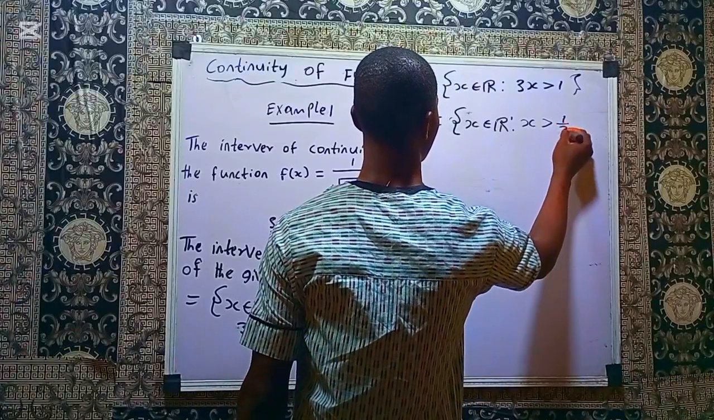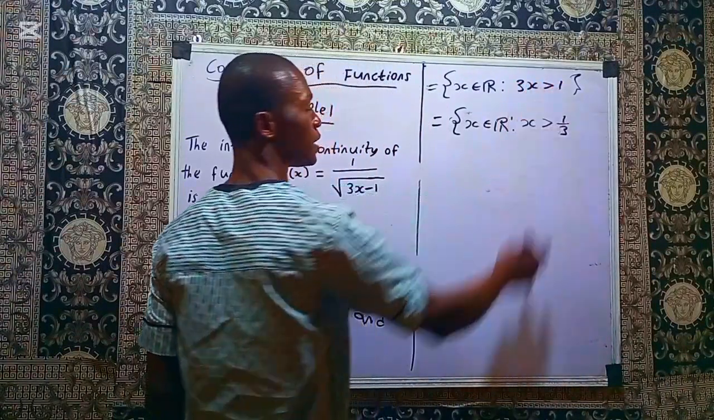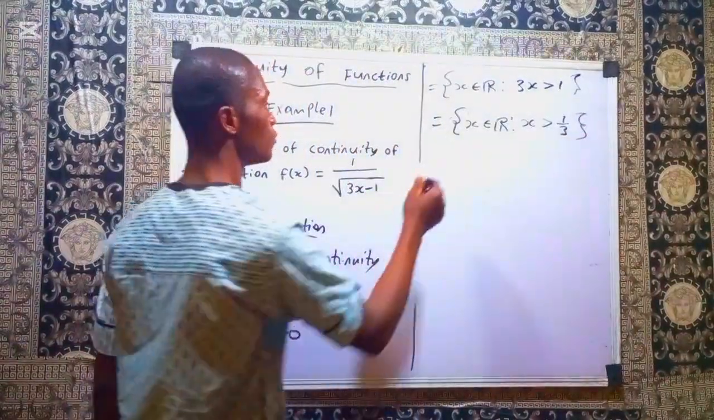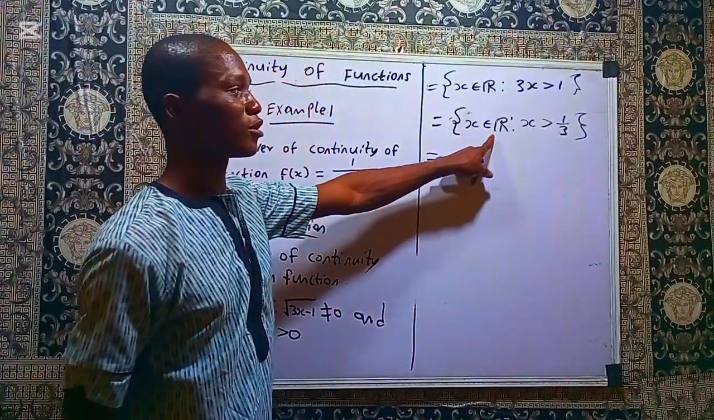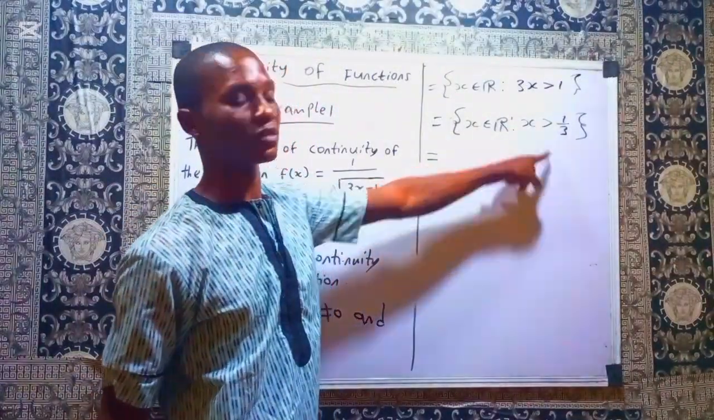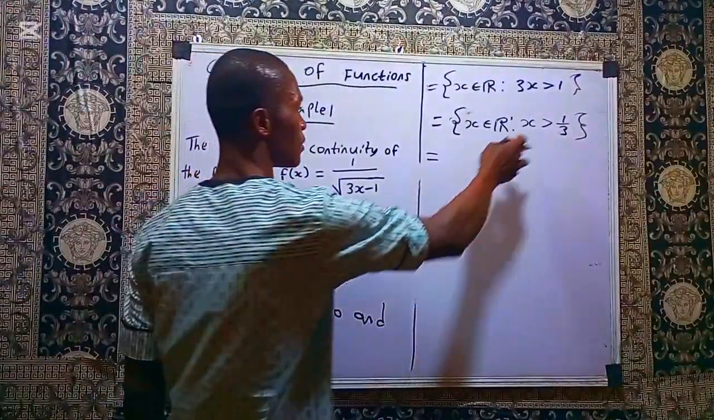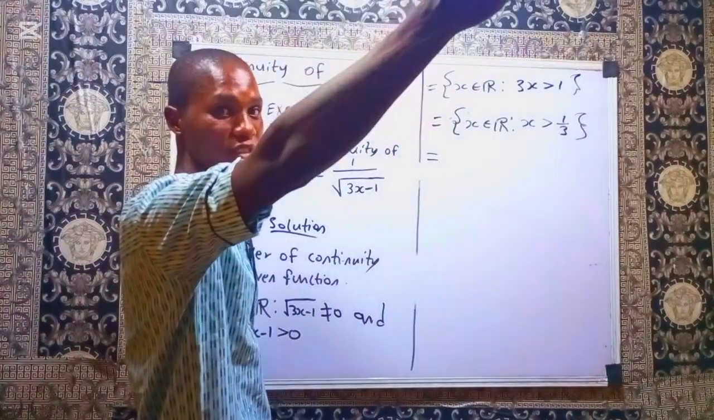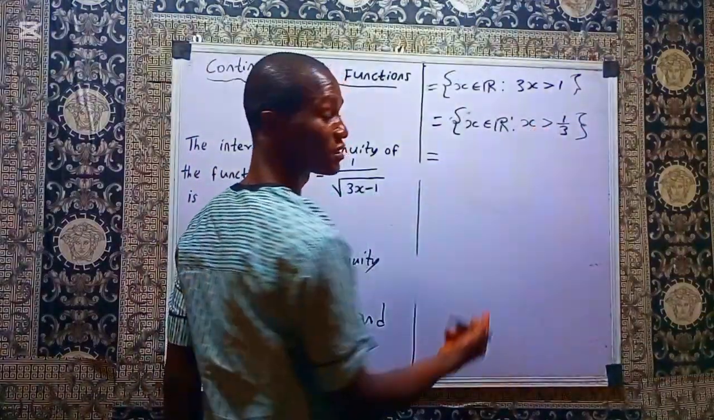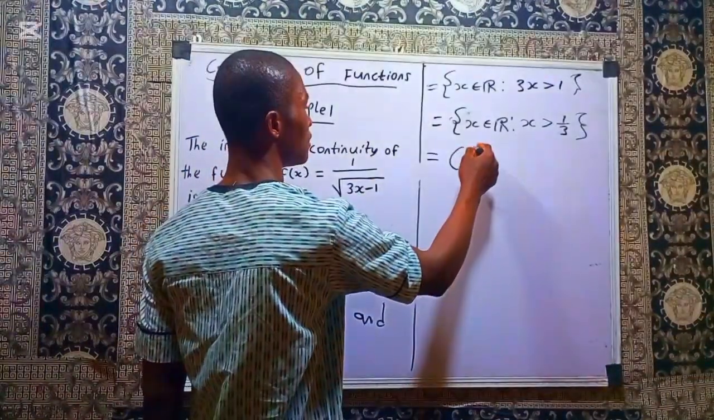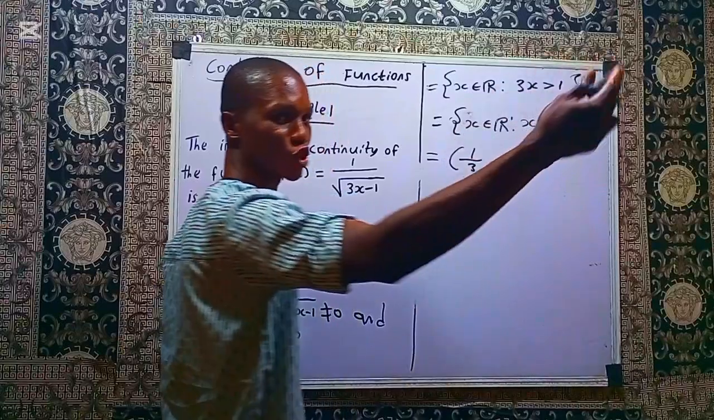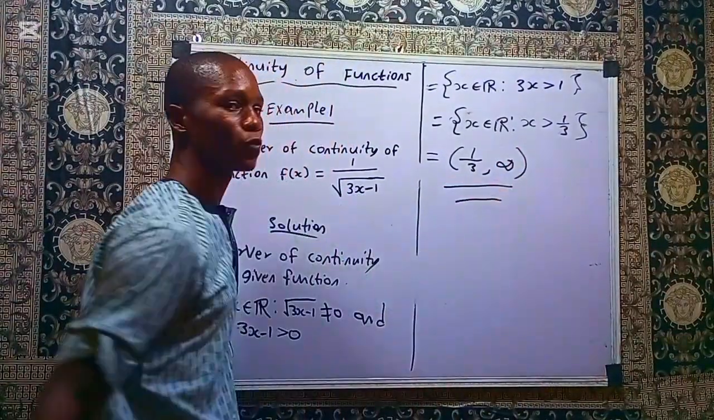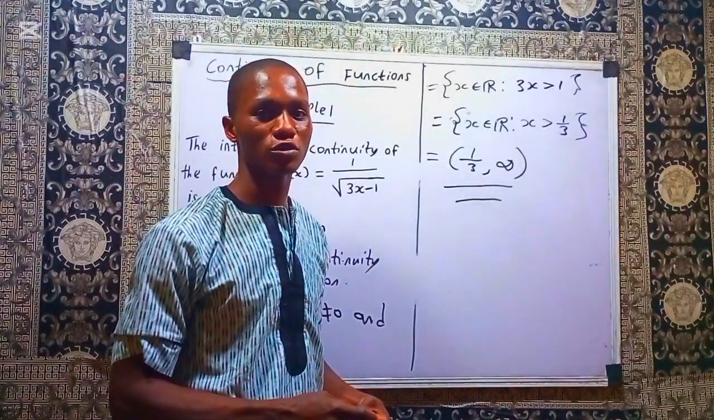1 divided by 3. So by dividing both sides by 3, right? So x being greater than 1 over 3 means this is the set of all real numbers such that the real number is greater than 1 divided by 3. So this means numbers from 1 over 3 to positive infinity. But since we have strictly greater than, we use an open bracket at 1 over 3, towards positive infinity. So we use an open bracket. This gives us the interval of continuity of this very function.